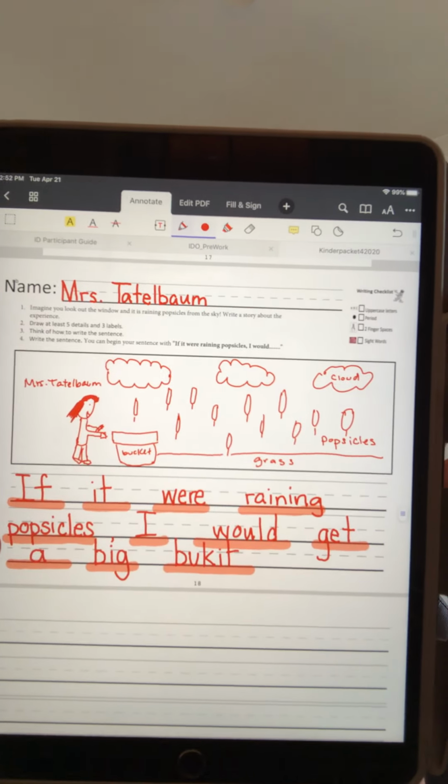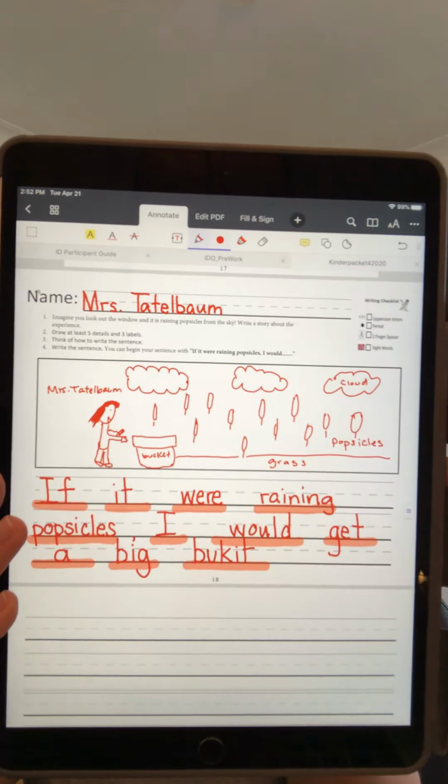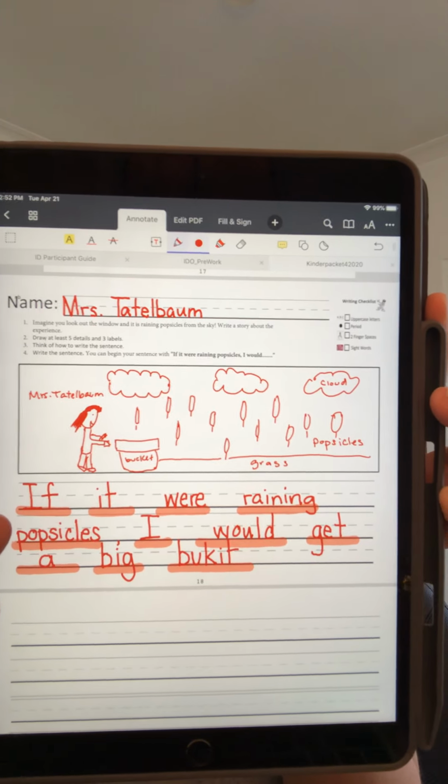I would get a big bucket. Now, that's not how you spell the word bucket, but that's okay. If you got those letters down, I would be very happy. Bucket.